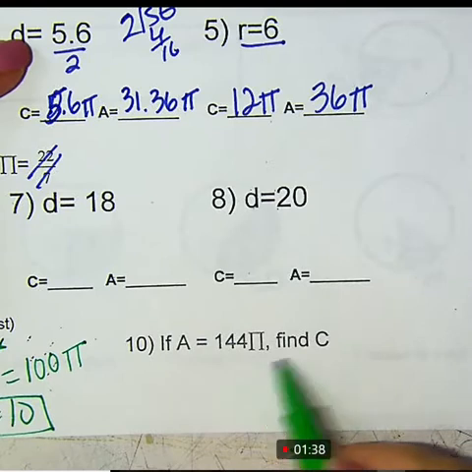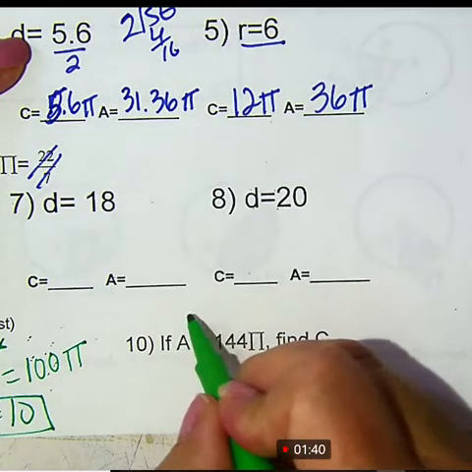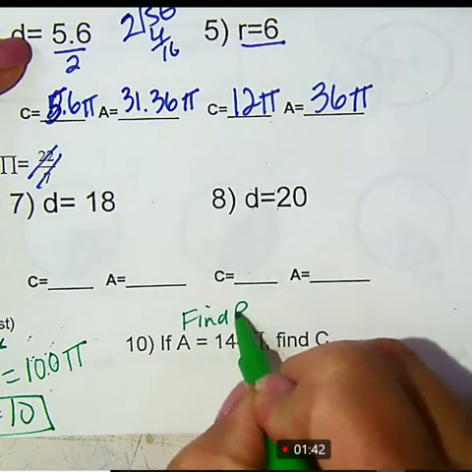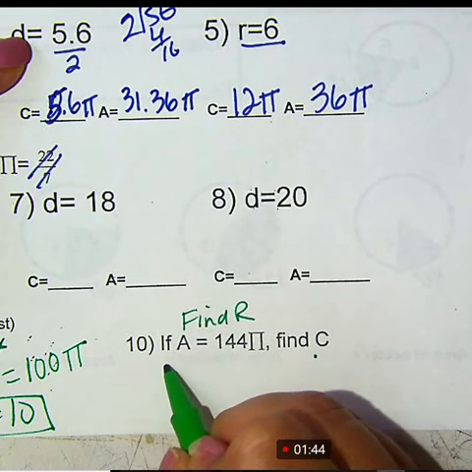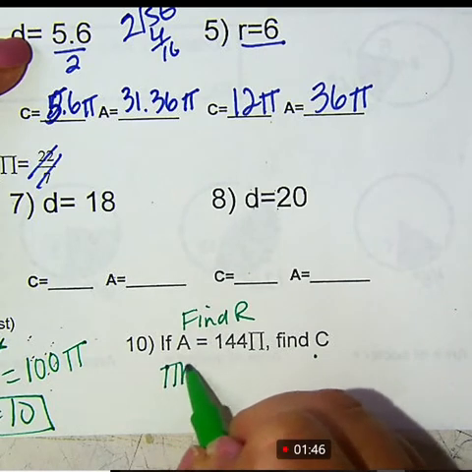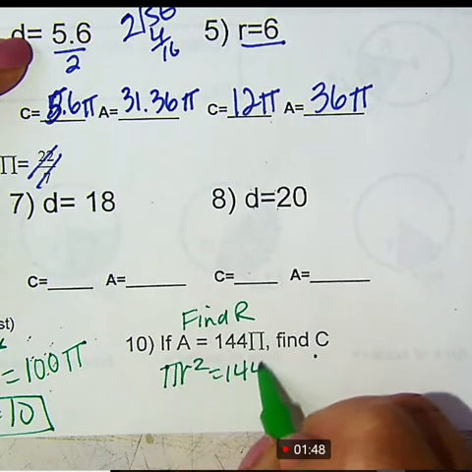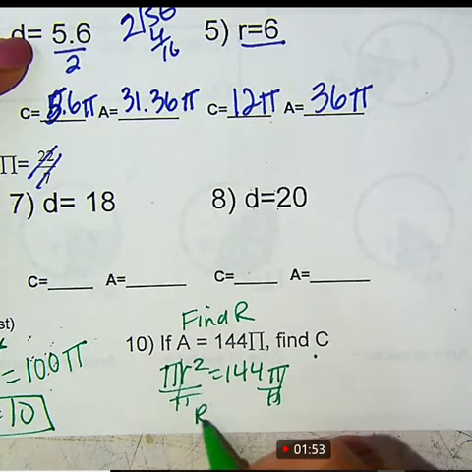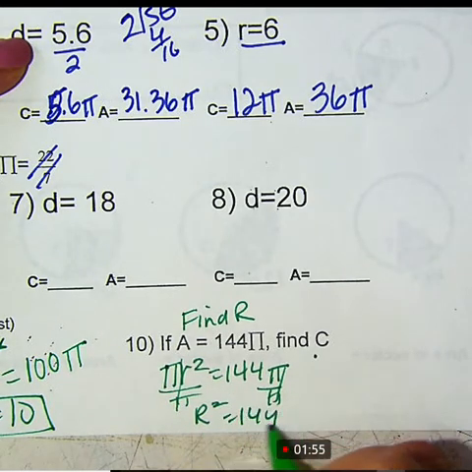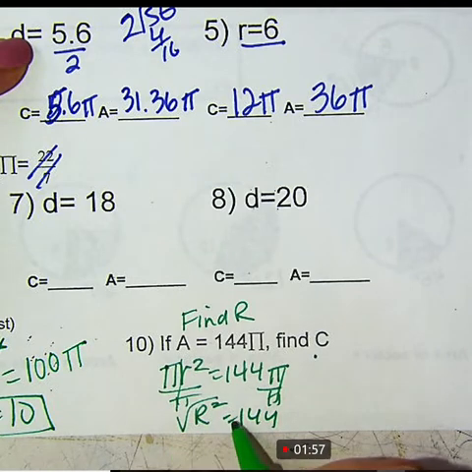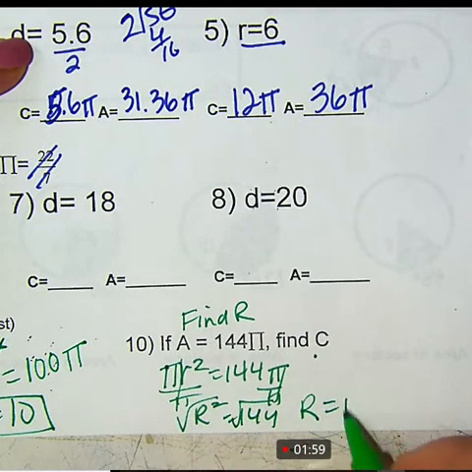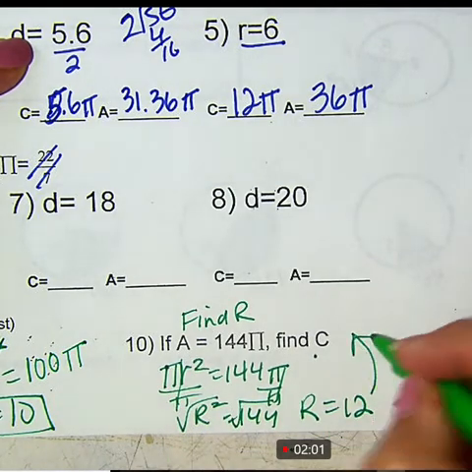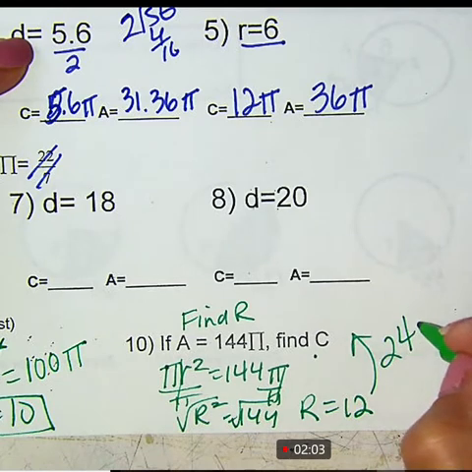Over here, if they give you the area and you're trying to find the circumference, we have to find r first. So I'm going to say my formula for area is pi r squared equals 144 pi. Divide by pi, divide by pi. r squared equals 144. So to get rid of a square, I need to take the square root, and my radius is 12. Then my circumference will be 24 pi.